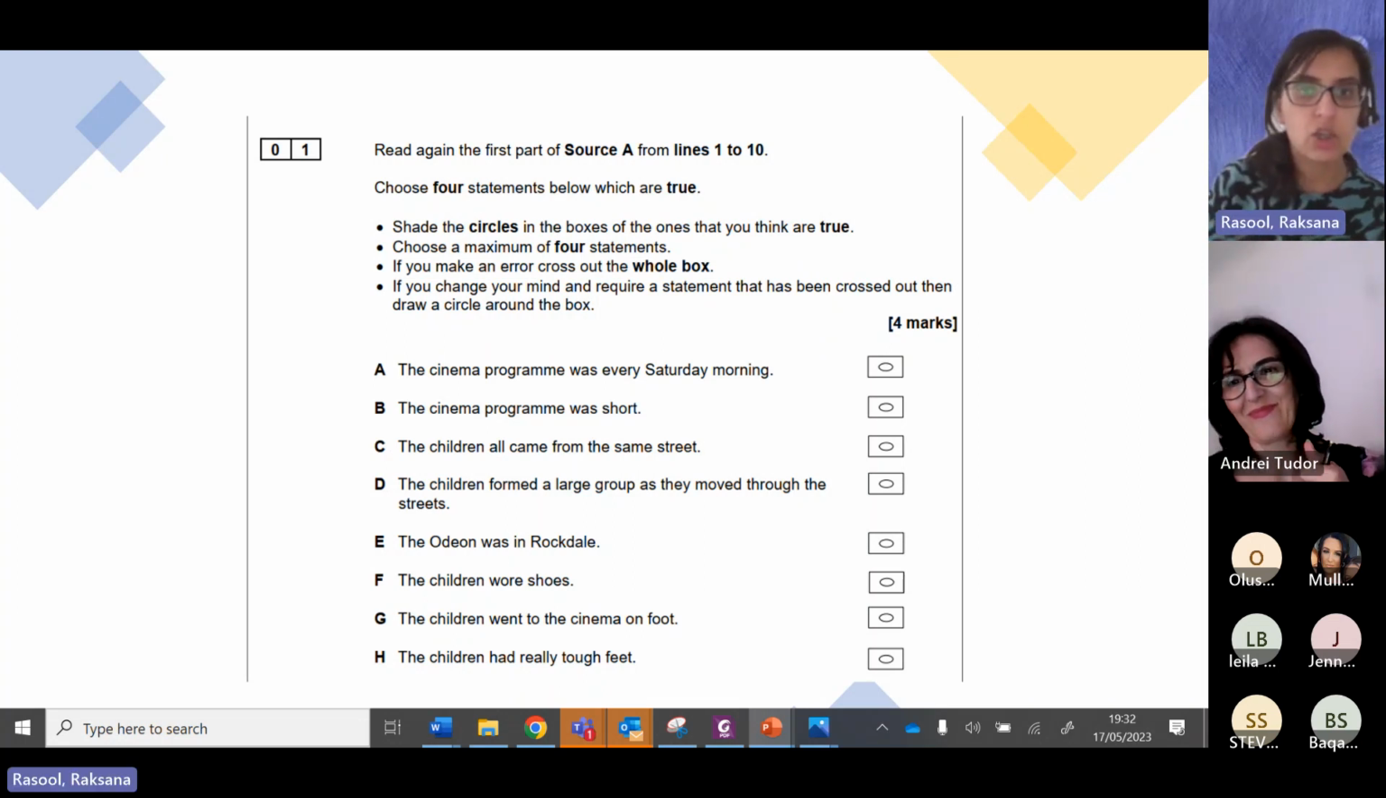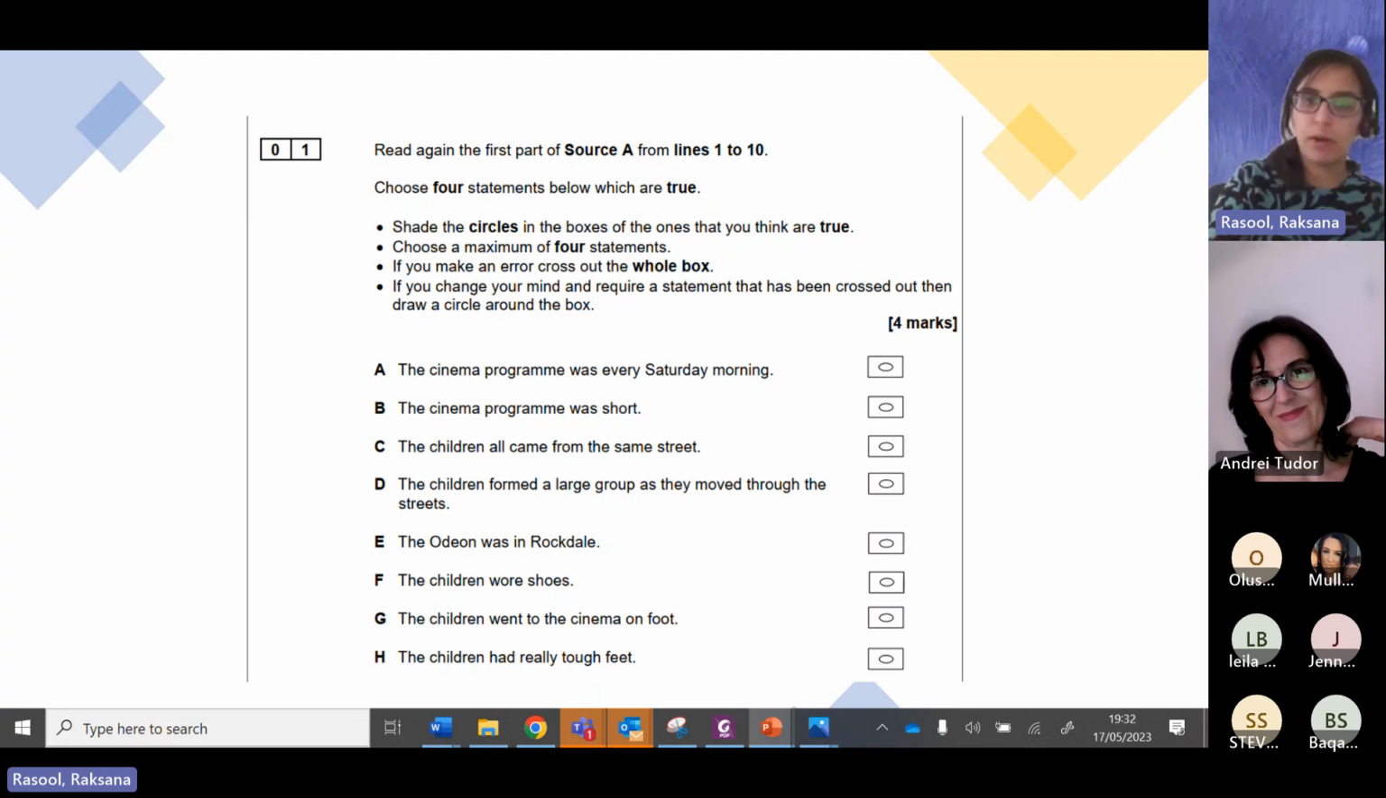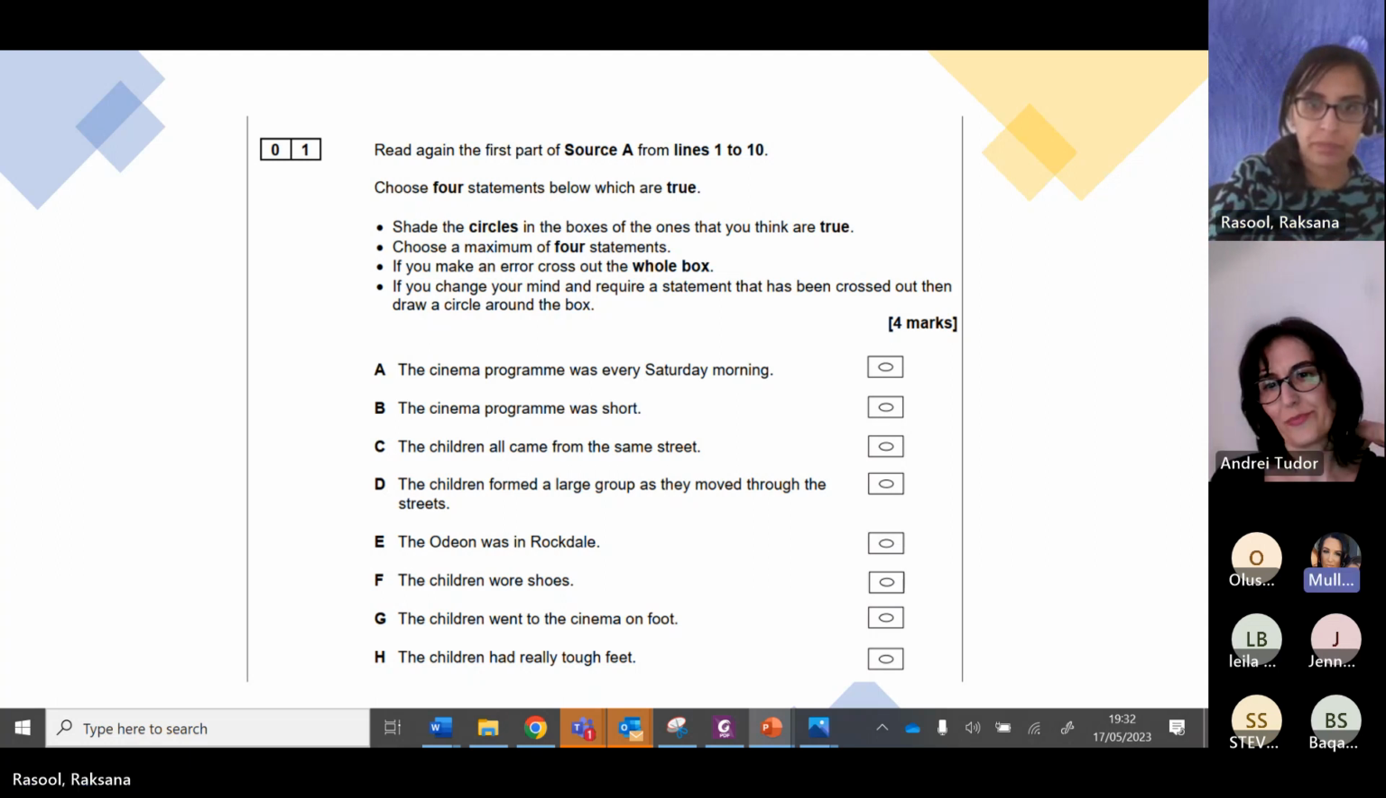Okay, so D, the children formed a large group as they moved through the streets. E, the Odeon was in Rockdale. G, the children went to the cinema on foot. And H, the children had really tough feet. Anybody got anything different from D, E, G, and H? I didn't have A.